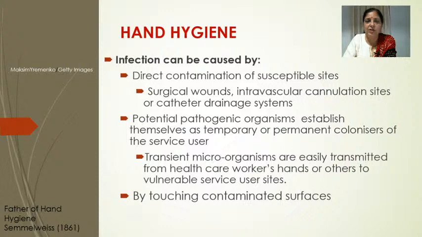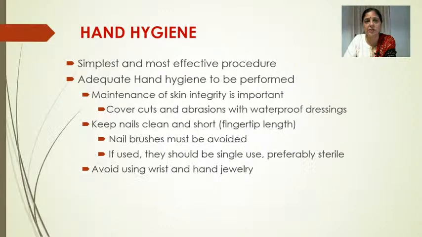Now, infection can be caused by direct contamination of susceptible sites, that is, the surgical wounds, intravascular cannulation sites or catheter drainage systems. If our hands are infected, we can directly contaminate the susceptible sites, or the potential pathogenic organisms can establish themselves as temporary or permanent colonizers of the service users. These transient microorganisms are easily transmitted from healthcare workers' hands to vulnerable service users' sites or by touching the contaminated surfaces.